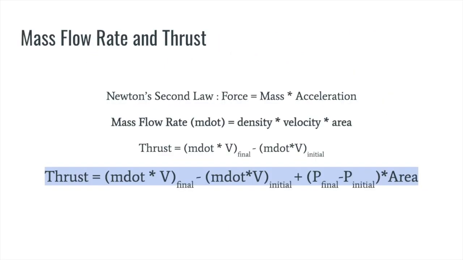When considering mass flow rate and thrust, we know that thrust is a mechanical force, and thus is related to the movement of particles, as shown in Newton's second law. We also know that the mass flow rate is equal to density times velocity times area. Substituting, we get the equation that is highlighted in blue. However, if there is a change in pressure within the system, this can create an additional force which needs to be accounted for. Since force divided by area is pressure, the force created from the pressure differential is P final minus P initial times area.